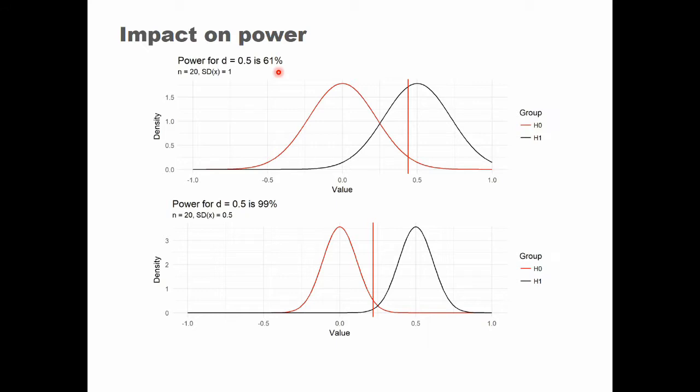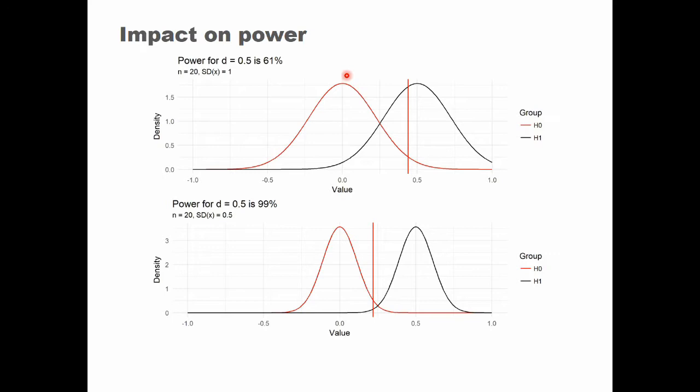All right, so I have a 61% power in order to detect an effect size of 0.5 if I'm using this as my critical value. All right. That was for n equal to 20, standard deviation of the distribution equal to 1. Now, if somehow I take a variable and I can get something with less noise in it, less variability, and I can reduce that standard deviation of x to 0.5, what happens?